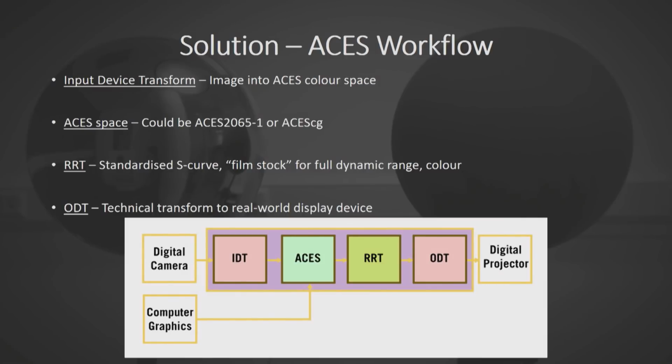But then we need to display this to a device, right? That could be an HDR display, it could be a monitor. That's what the ODT, the output device transform, handles. It cuts everything down, so we display our images on a useful output display device.